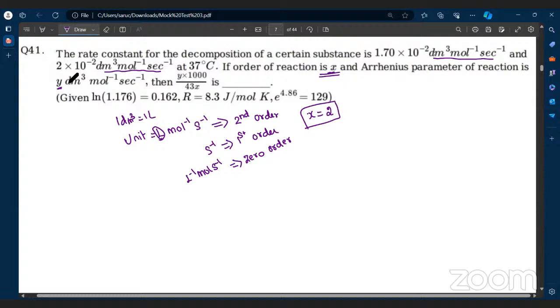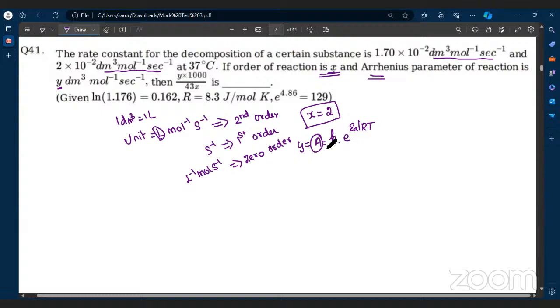K equals A e raised to power minus Ea upon RT. Yes, so you have to use the Arrhenius equation, right? So for the Arrhenius parameter, I'll rearrange the equation as A is equal to K into e power Ea by RT. Now you have to calculate this A, which is nothing but your 1.